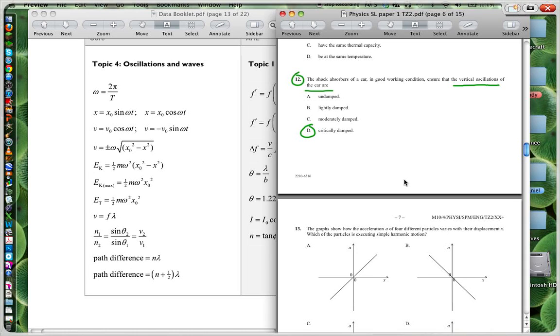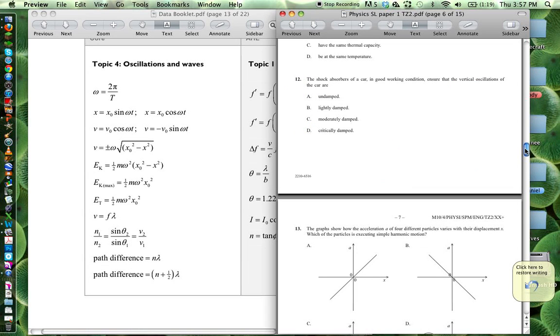You don't want, when you're driving over a bump in a car, to have undamped or lightly damped, even moderately damped, because you want the amplitude to decrease as quickly as possible back to your equilibrium position. So you want that to go down fast, and that occurs when you're at critically damped.